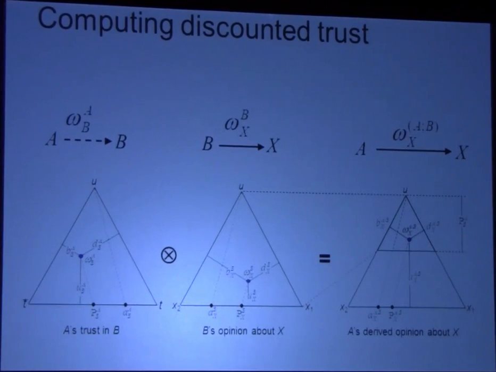And Bob can give some advice to Alice about X. And this is the derived opinion, Alice's derived opinion about X. Okay, so on the right-hand side. So what's going on here? You can see it is like there is a sub-triangle at the top. Here is a sub-triangle. The size of the sub-triangle at the top is determined by the projected probability of Alice's trust interval. That's what P, A, projected probability A.